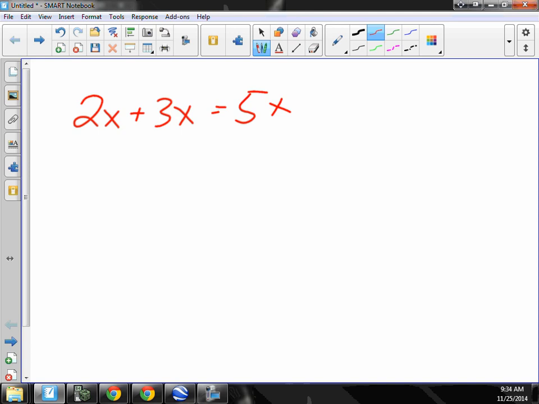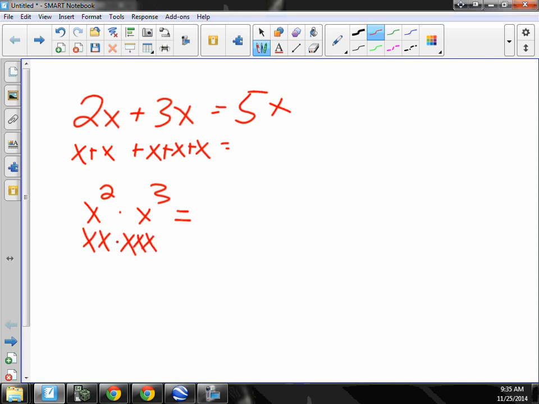All we're doing here is adding up x's. The first one is x plus x, and we're going to add that to x plus x plus x for a total of 5 x's. Okay? Well, what if I had x squared times x to the third? Well, here I have xx times xxx, which is a total of x to the fifth.